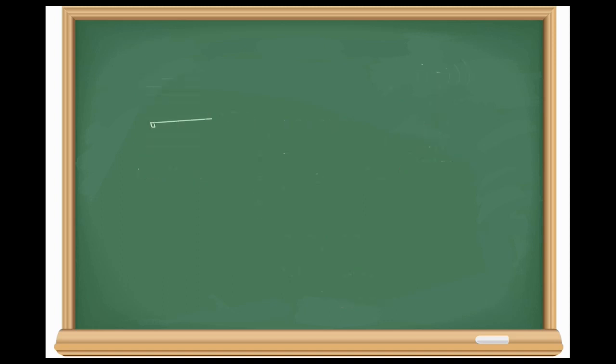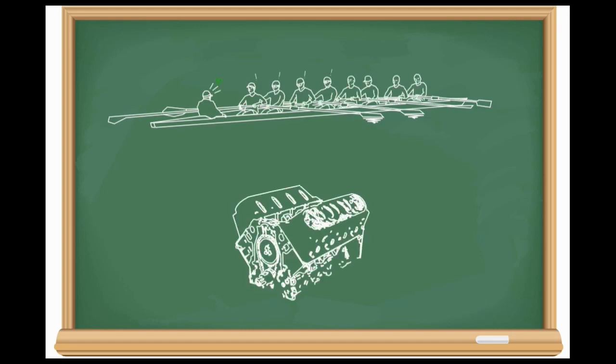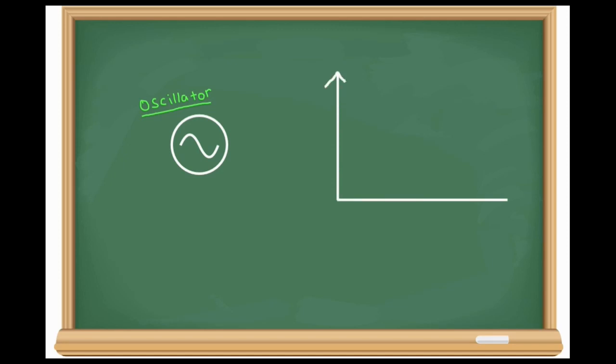The thing is that all of these circuits need something that tells them when to run. Just like a team of rowers has somebody sit at the front of the boat to tell them when to row, or like an engine has a control unit that tells the spark plugs when to fire. For circuits, this is the job of the oscillator, which is also sometimes referred to as a clock source or just a clock. The oscillator produces a voltage that varies across time.